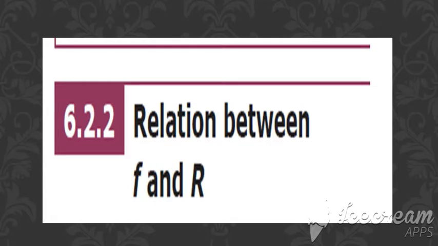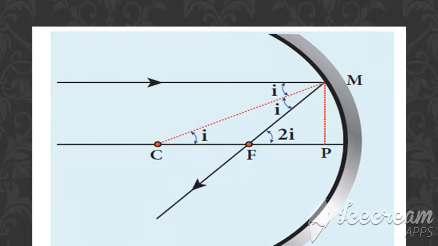Okay. So what is F? F is the focal length. R is the radius of curvature. So we are going to see the relation between both. Let us consider a concave mirror for this. In this, consider a parallel ray. A ray which is parallel to the principal axis, after reflection, what happens? It passes through the focus. So, it is passing through the focus.